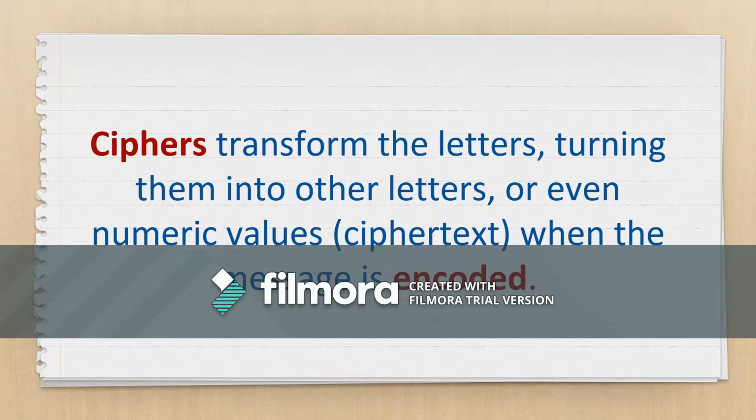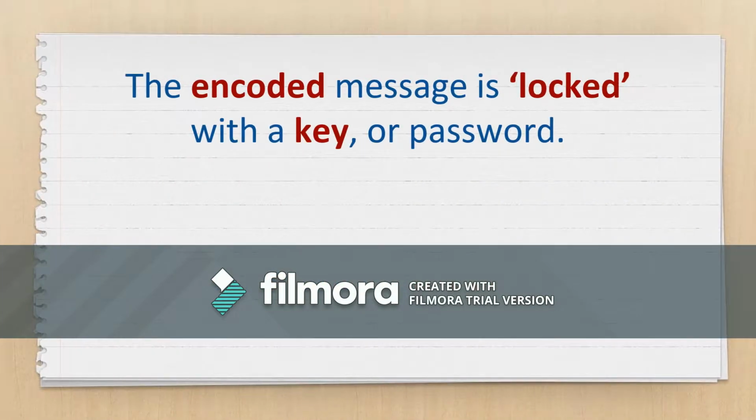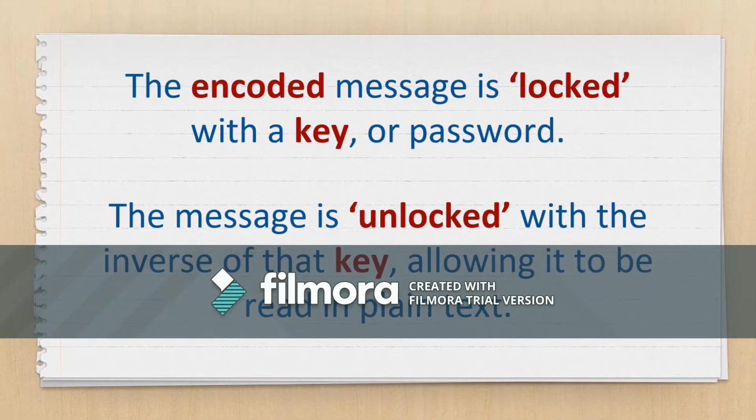Ciphers transform the letters, turning them into other letters or even numeric values when the message is encoded. The encoded message is locked with a key or password. The message is unlocked with the inverse of that key, allowing it to be read in plain text.